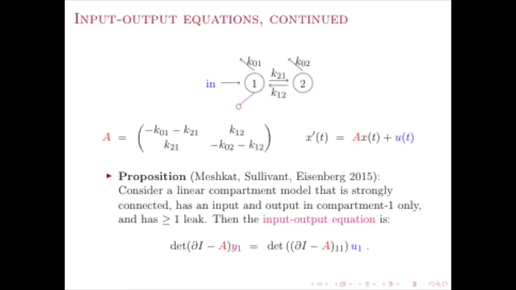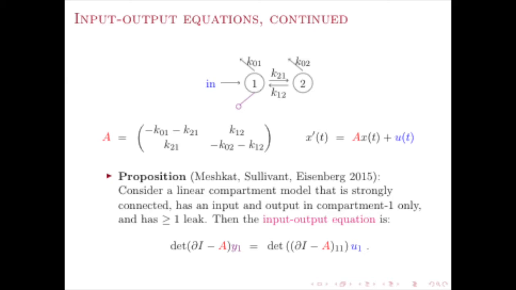I write the differential equations as regular linear ODEs. So I have some matrix A. And this matrix is basically, if you know what the Laplacian matrix is, on the off diagonal I would have K12 because I have this edge from 2 to 1, right? And on the diagonal, if I had K21 here, I have a minus K21 here, okay?